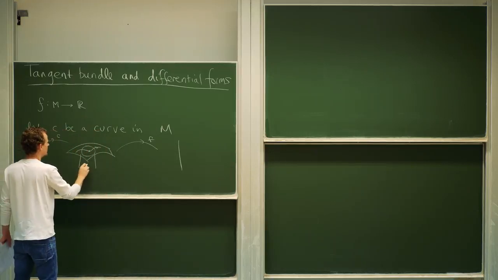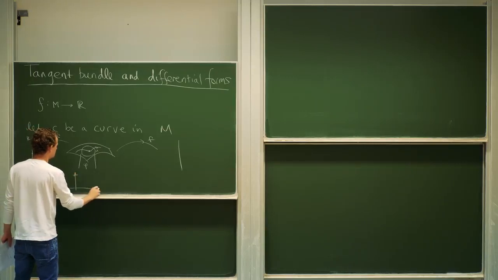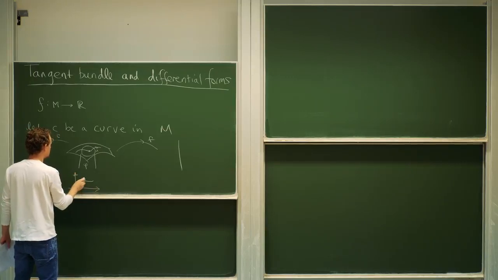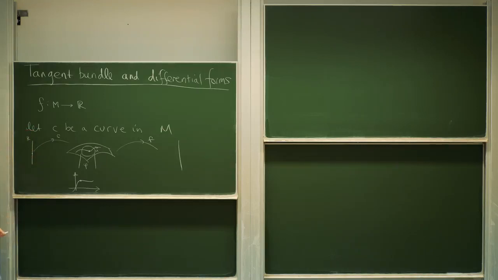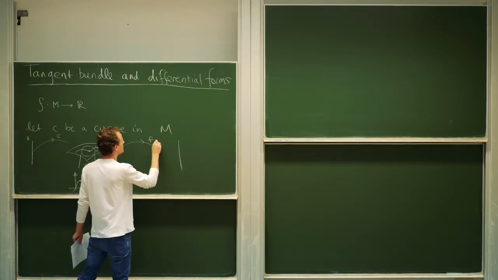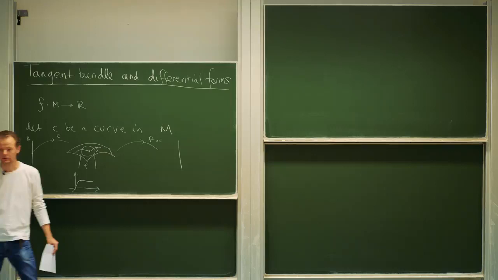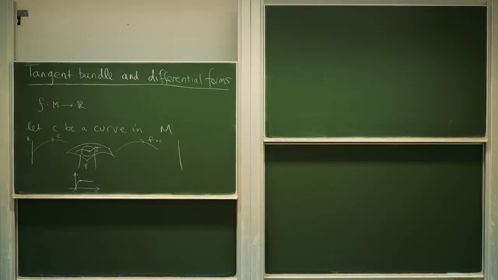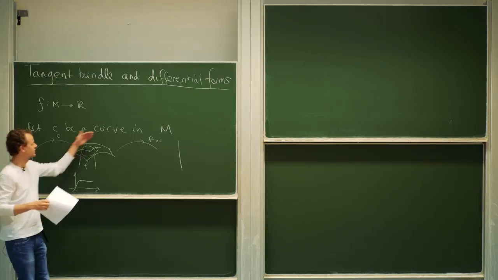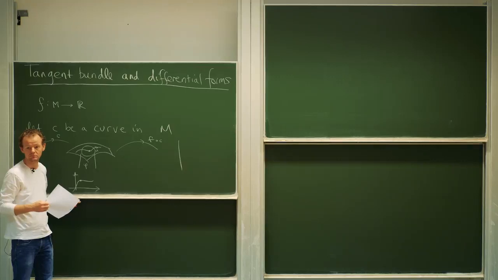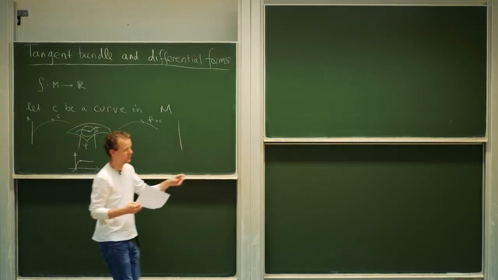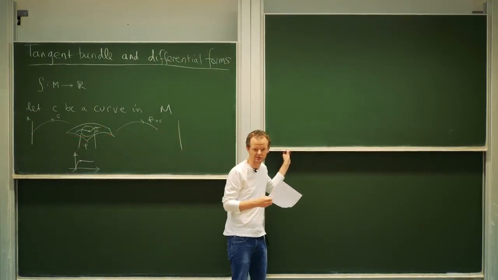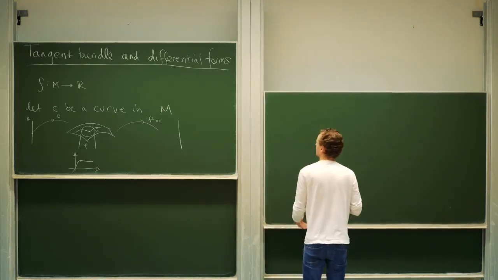Here's a chart, phi, u. F composed C. And we're thinking of tangent vectors as derivatives of functions along curves C. That's one of the many interpretations that I discussed in the previous lecture.